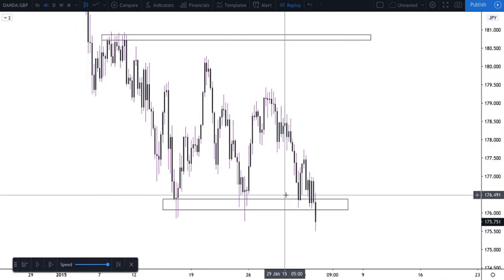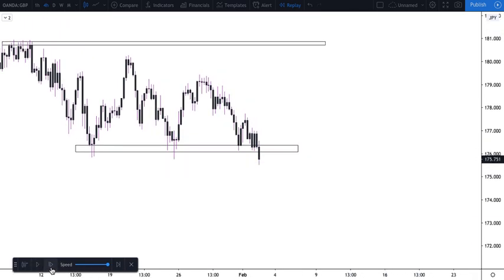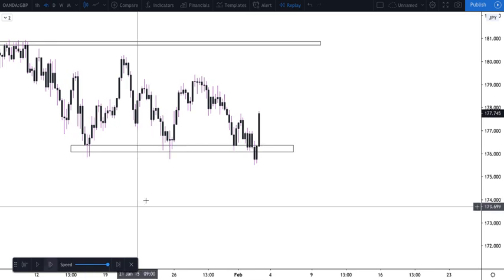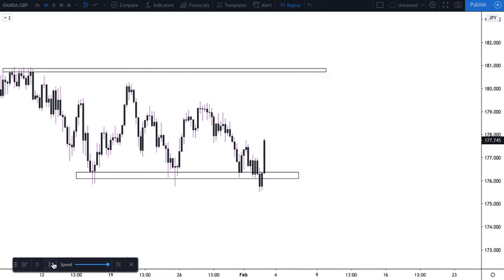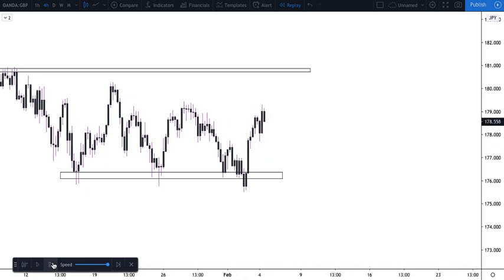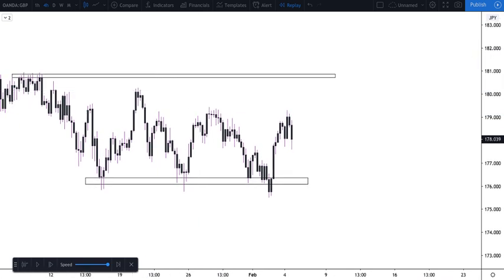Okay, so we just broke this level of support. Let's see if we can come up for a retest and continuation. So there's a retest of bullish. Let's wait for the next one. Okay, so we just pushed all the way high. Let's continue to see how price develops. Okay, so there's a level of resistance that price is reacting to right here. So I'm just going to draw that on.